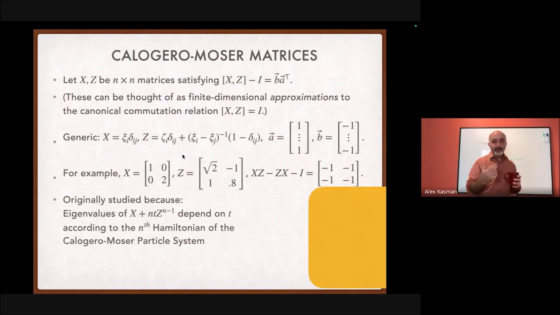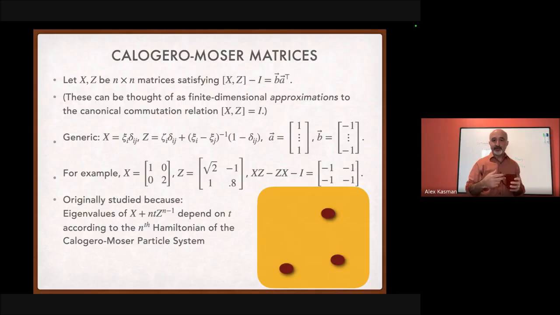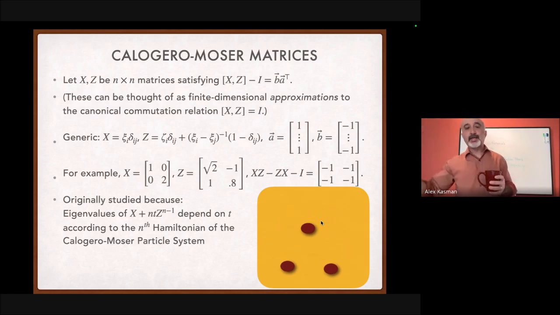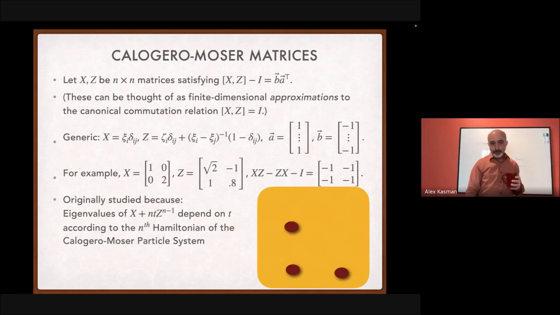Where did this come from? As far as I know, the first people to study these were studying particle systems, the so-called Calogero-Moser particle systems. These are like dots moving around in the plane as time passes, according to some Hamiltonian equation. I don't have time to explain that now, but that's where this came from and why they're called Calogero-Moser matrices.